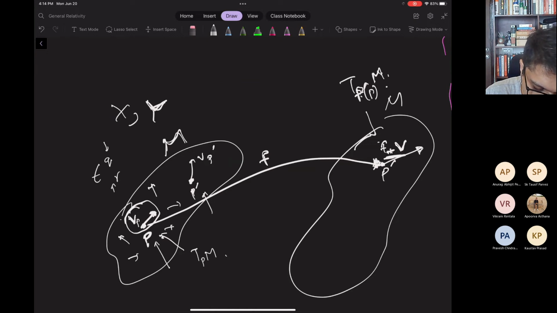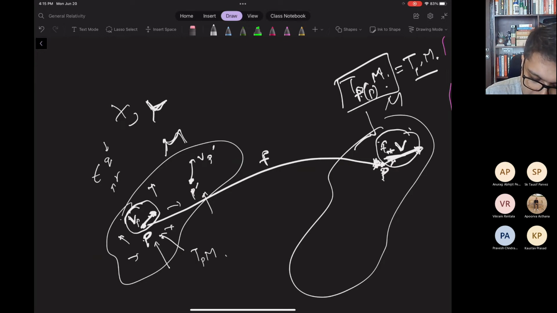But this push forward of this vector is very special. It's mapping the vector here to a vector at the image of P, which is P prime. So it's giving me some other vector here. This vector is a vector in T_F(P) of M, which is T_P' of M. But this vector is not the same as the original vector field evaluated at the point P prime.